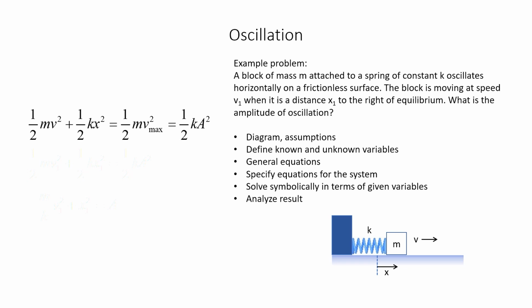We start with a diagram of our system. We've identified the equilibrium position and that the block has a position and velocity. We'll start with our general equations, specify our equations for the system, solve symbolically in terms of given variables, and analyze results.